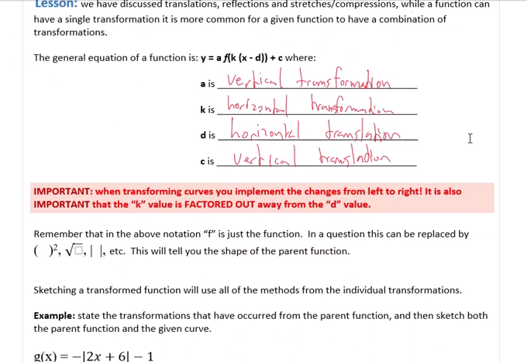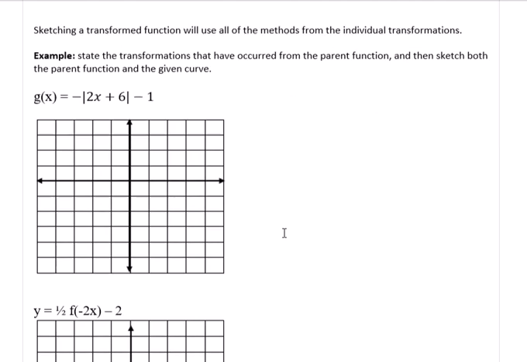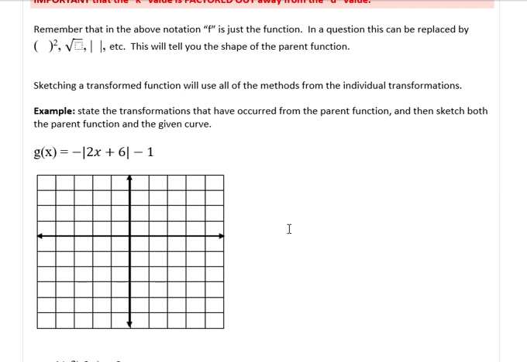So remember that in the above notation, f is just notation. In a question, it's replaced by the quadratic, a square, it can be a root, it can be absolute value, it can be a reciprocal, and that will tell you the shape of the parent function. So sketching a transformed function will use all the methods from the individual transformations. Let's look at 2 examples here. The first is we're going to state the transformations that occurred from the parent function, and then sketch both the parent function and a given curve.